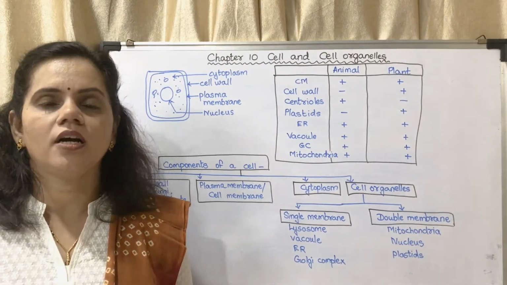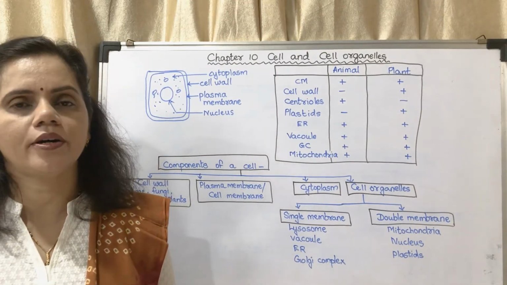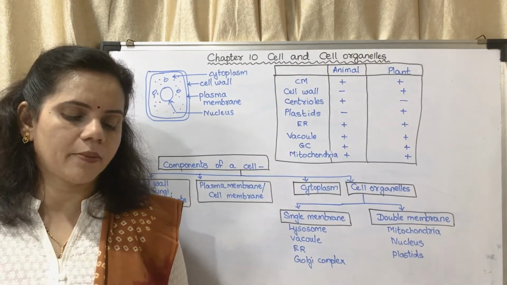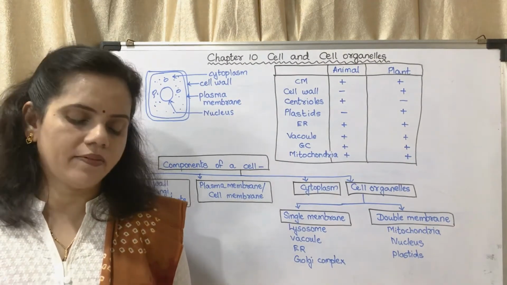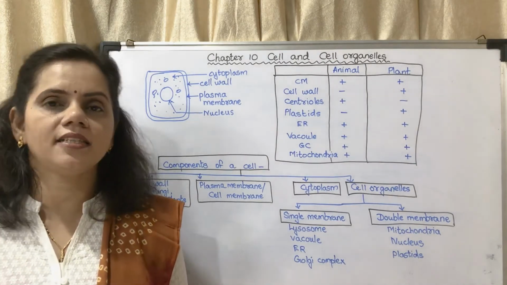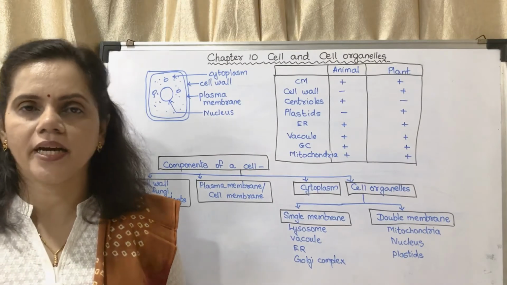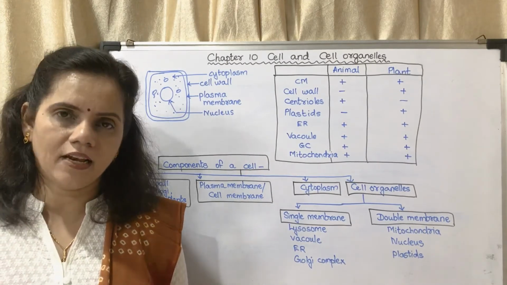Functions of cell wall. You may underline. It is a very important point. What is the function of cell wall? It is to support and protect the cell by preventing the entry of excess water in the cell. Okay, so that is the function. You may underline the function of the cell wall.